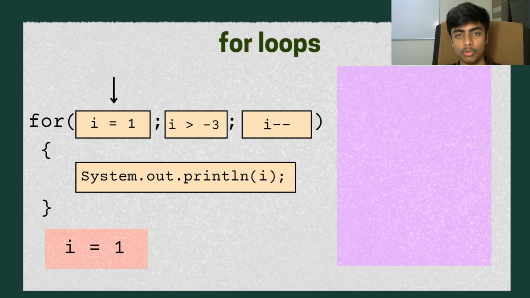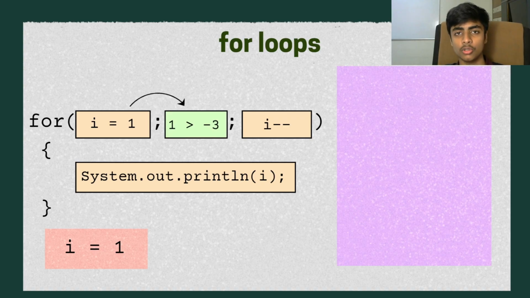After this, you're going to move to the condition. You're checking if the condition is true. Here we're checking if I is greater than minus 3. Basically, we're checking if 1 is greater than minus 3 since initially the value of I is 1. Our condition is obviously true. 1 is greater than minus 3.